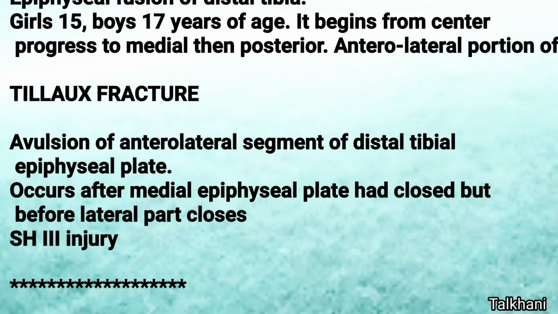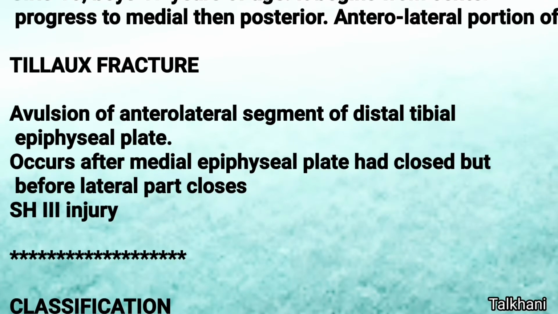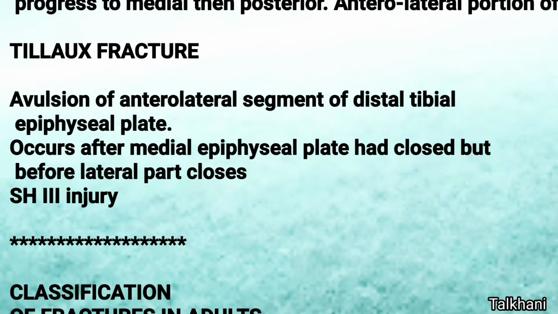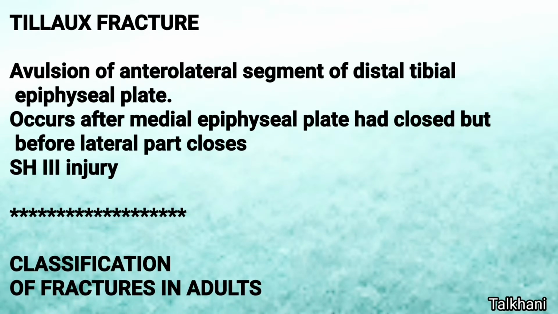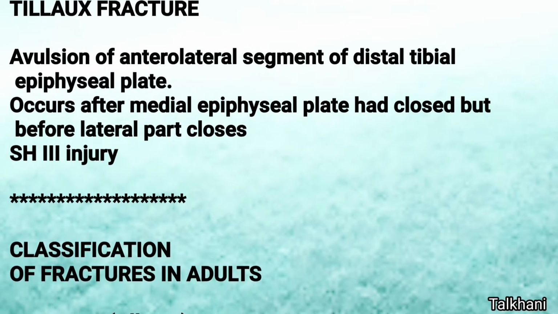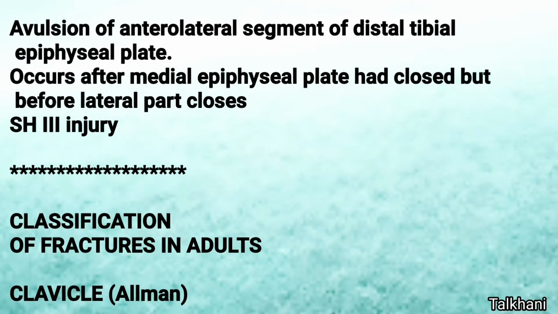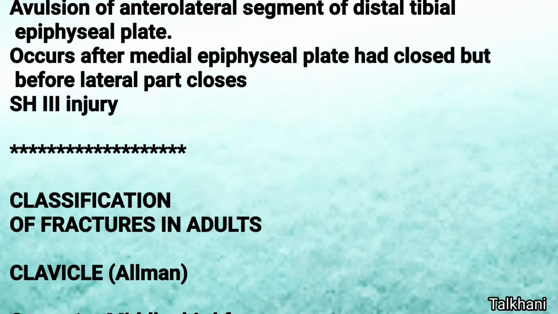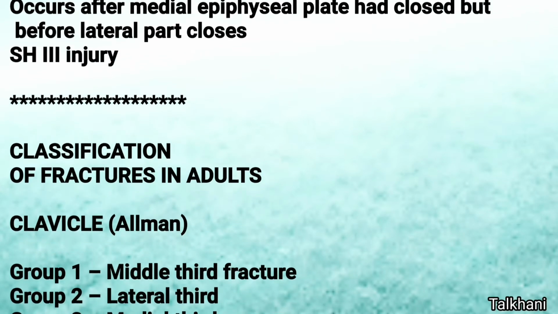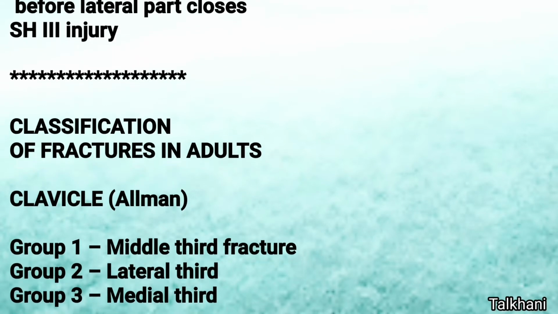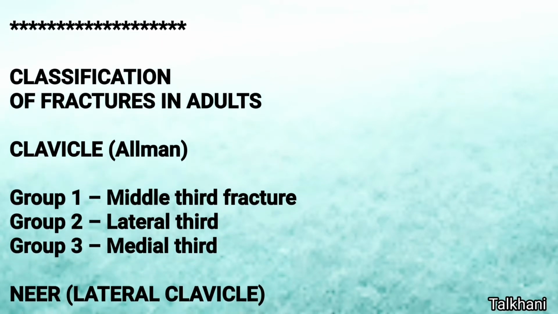Classification of fractures in adults. Clavicle fracture. Allman has classified clavicle fractures into group 1, which is middle third fracture, group 2, lateral third fracture, and group 3, medial third fracture. Neer has classified lateral clavicle fractures into type 1, where coracoclavicular ligament is intact, type 2, where coracoclavicular ligament is torn with displacement of the medial fragment, type 3, fractures involving acromioclavicular joint.